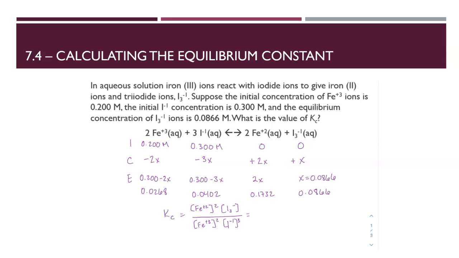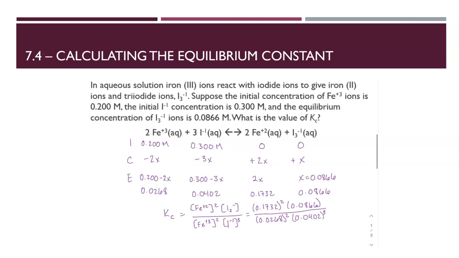So we're going to go ahead and plug those numbers in. So I have 0.1732 for my equilibrium concentration of iron 2. That's going to be squared, times 0.0866, my equilibrium concentration of triiodide ion, divided by my equilibrium concentration of iron 3 squared, times my equilibrium concentration of iodide ion cubed.